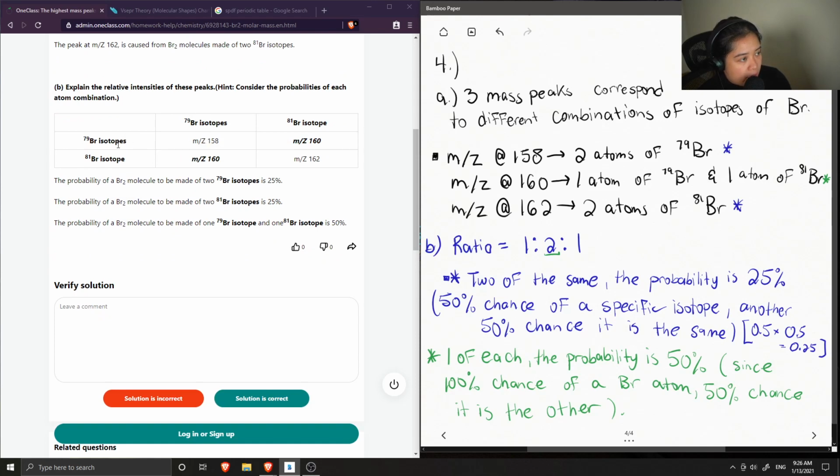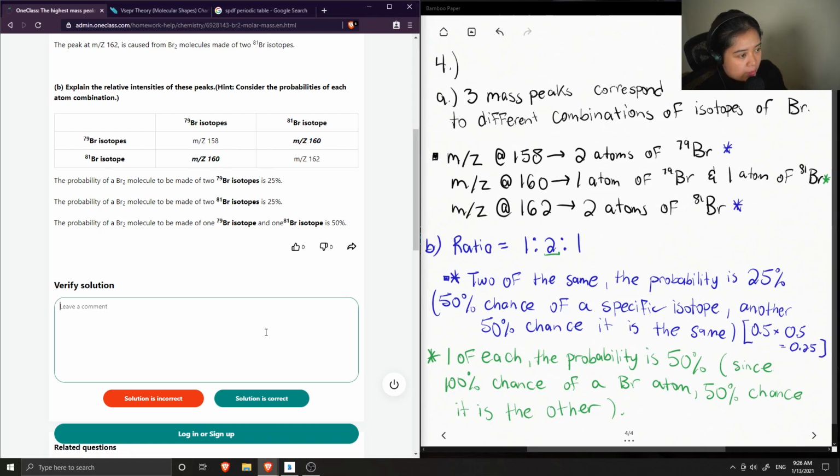So when we have 2 of the same, it's a 25% chance. So 2 bromine 79 isotopes, 2 bromine 81 isotopes is 25%. And the percentage of having a molecule made up of 1 bromine 79 and 1 bromine 81 is 50%. So the 50% is highlighted in bold, and that's an easier way of showing the probability of the isotopes. So this solution is correct.